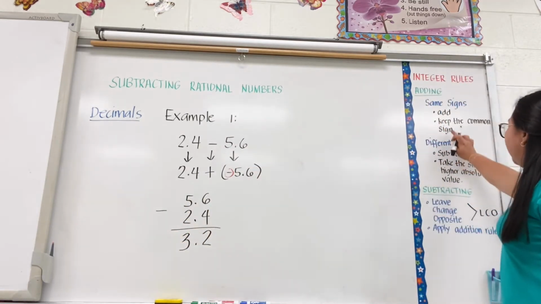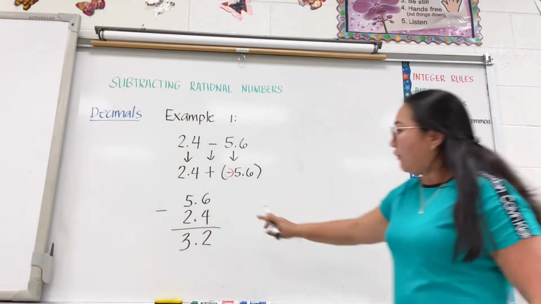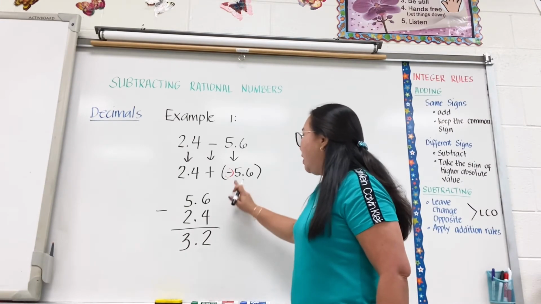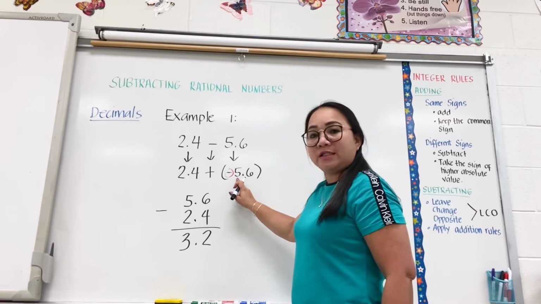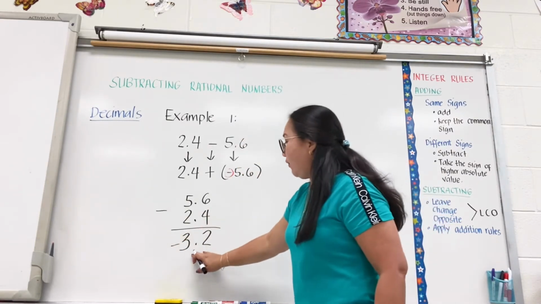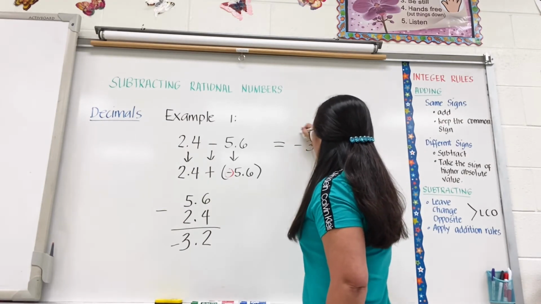Finally, take the sign of the higher absolute value. So 5 and 6 tenths is higher or bigger than 2 and 4 tenths. So the sign of 5 and 6 tenths is negative. Therefore, the final answer is negative 3 and 2 tenths. So this is negative 3 and 2 tenths.